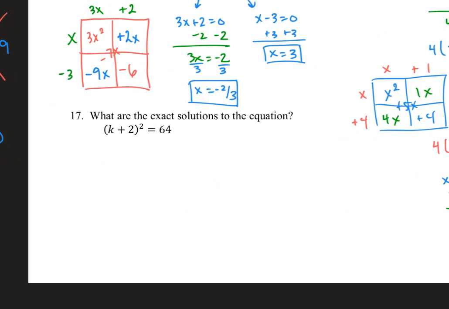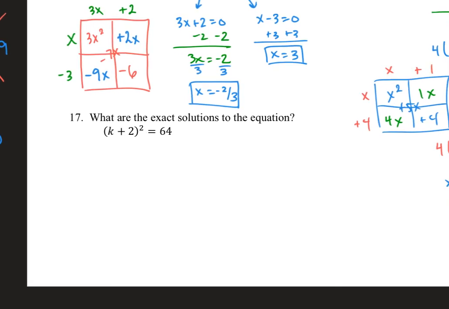All right, last problem, number 17. What are the solutions to the equation? So this one we are not going to solve by factoring. We're going to solve by taking square roots, since we have a linear binomial squared. Since our linear binomial is already by itself, we can go straight to the square root step.